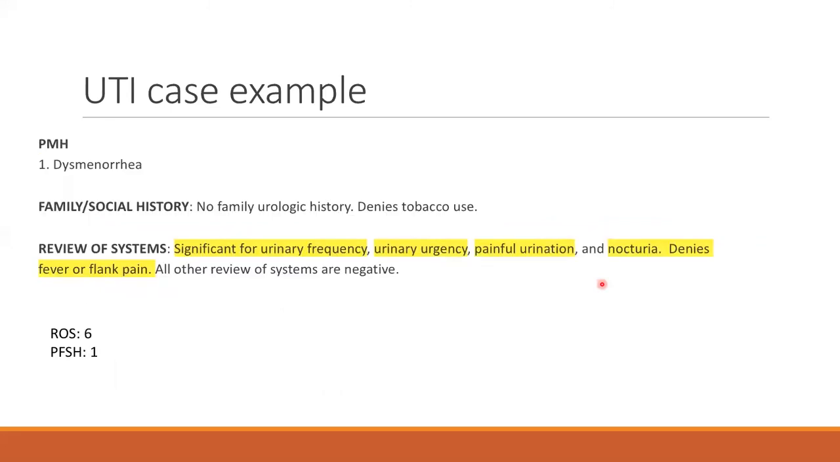The past medical history is dysmenorrhea. So we took the family history. She has no family urologic history. She denies any tobacco use. Her review of systems, she's significant for urinary frequency, urinary urgency, painful urination, and nocturia. She denies fever or flank pain. All other systems are negative. So our review of systems would be 6, and our past, family, and social history would be 1 today.